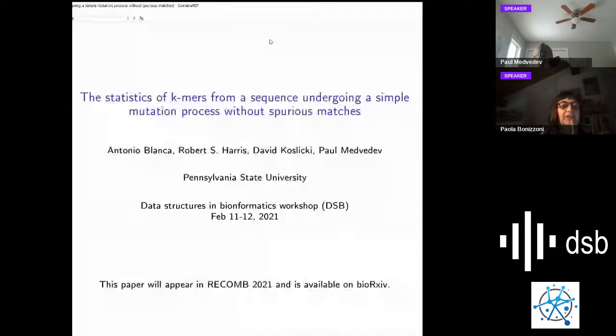You can see. Okay, so Paul is giving a talk on the statistic of kmers from a sequence undergoing a simple mutation process without spurious matches. Thanks, Paul, for giving this talk, and please, you can start.